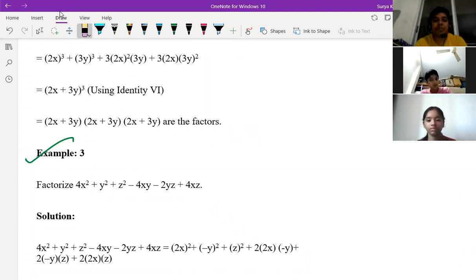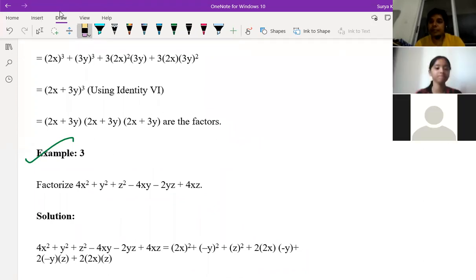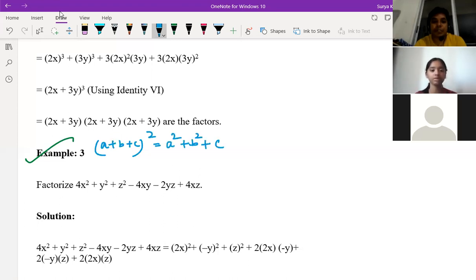So Yanu, you tell me which formula we can apply over here. I don't know, sir. We have read the formula, no? a plus b plus c whole square. Do you remember? a square plus b square plus c square, plus 2ab plus 2bc and plus 2ca, right? I think I need more practice for it, sir.